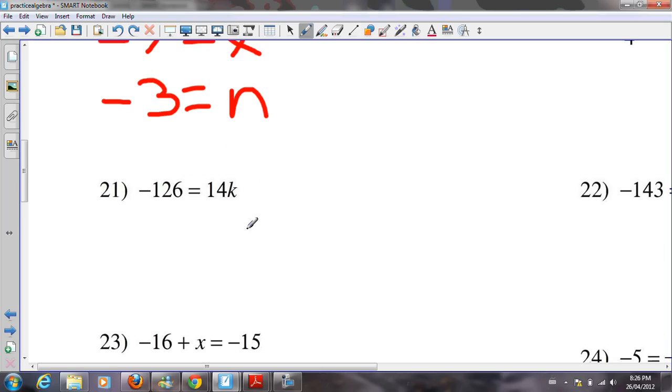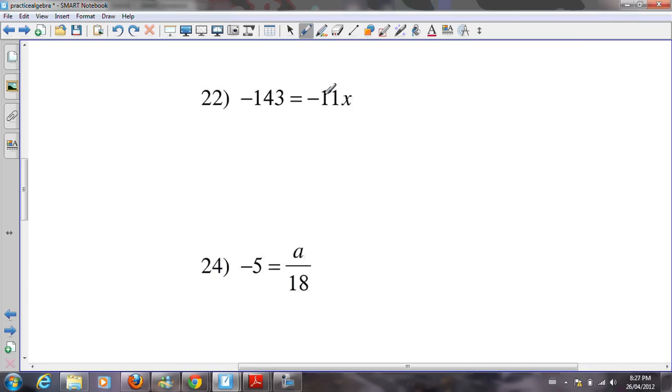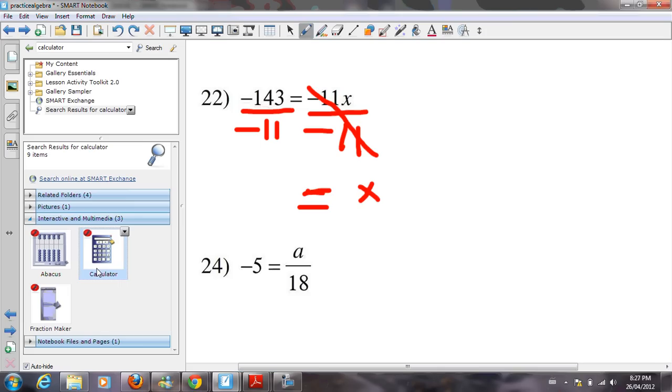So in this one here, since that's 14 times k, we're going to divide it by 14 on each side. Moving over here, this is negative 11x, so we're going to divide it by negative 11 in order to cancel it out, and then we're going to divide this by negative 11 on this side. So a negative divided by negative is a positive. So we know our answer is going to be positive. So x is all by himself now.